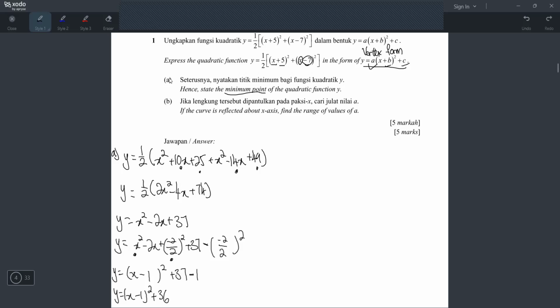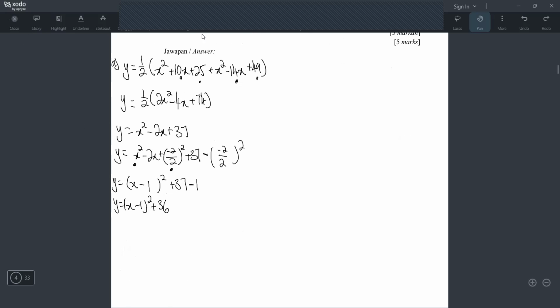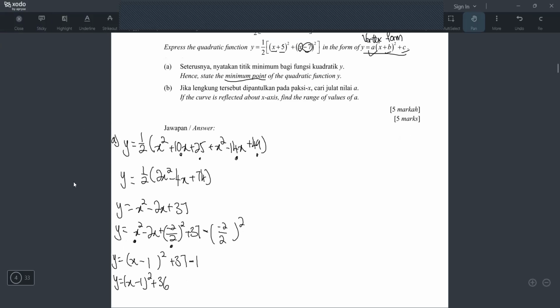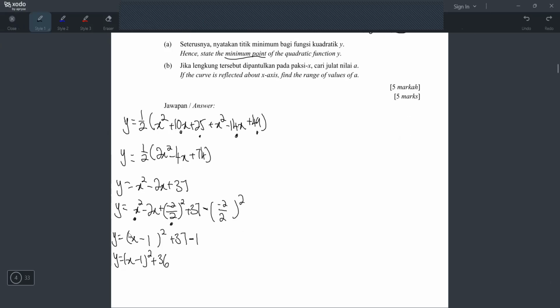But for part A, the first thing the question wants you to do is express in vertex form, which I already did. It's already done. But then part A says state the minimum point, right? So this is not my A answer. This vertex form is just the number 1 answer. So the A I won't write here, right? Because in number 1, they ask you to convert to this form. So my A answer should be the minimum point, right?